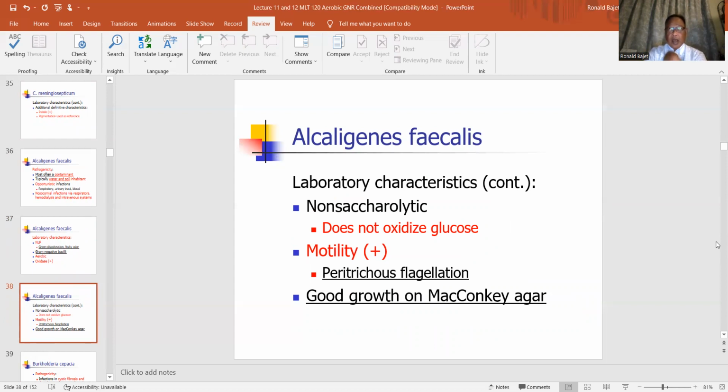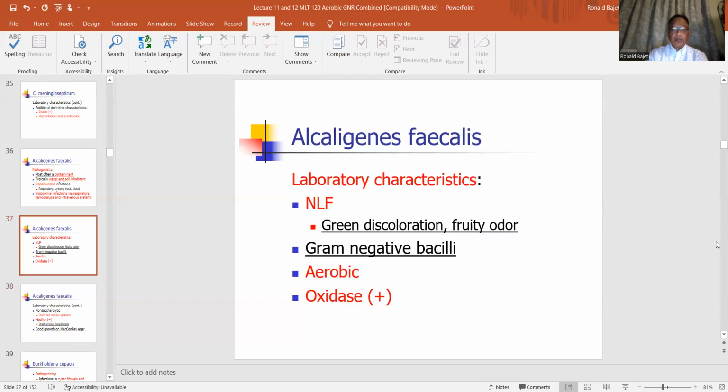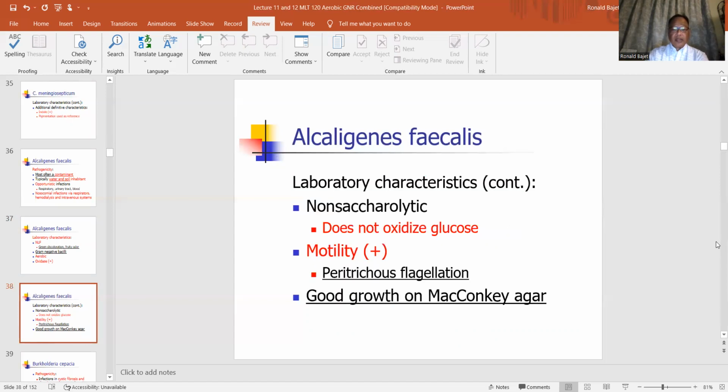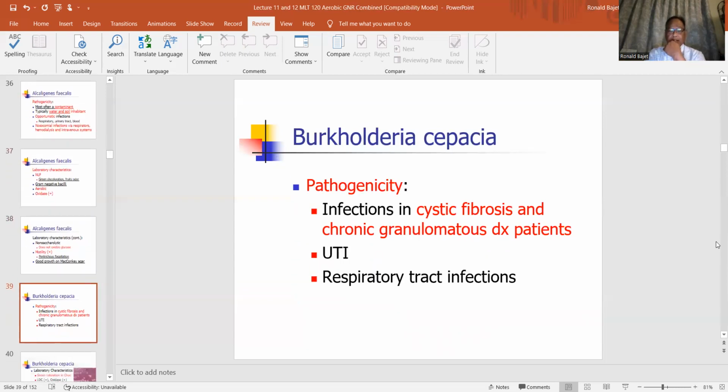This non-fermentative gram-negative rod has peritrichous flagella, and it does grow well on MacConkey, but it's not an Enterobacteriaceae because it doesn't oxidize glucose. It's oxidase positive.